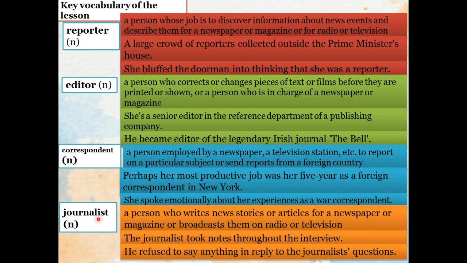And journalist. Journalist: a person who writes news stories or articles for newspapers or magazines or broadcasts them on radio or television. And here broadcast is a verb, okay, it means to tell us. The journalist took notes throughout the interview. One more example, he refused to say anything in reply to the journalist's questions. Okay, so be careful with the two meanings here, correspondent and journalist.